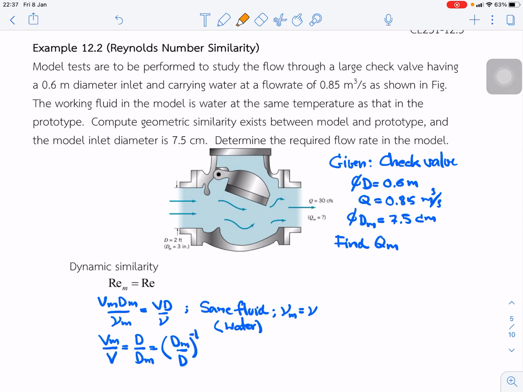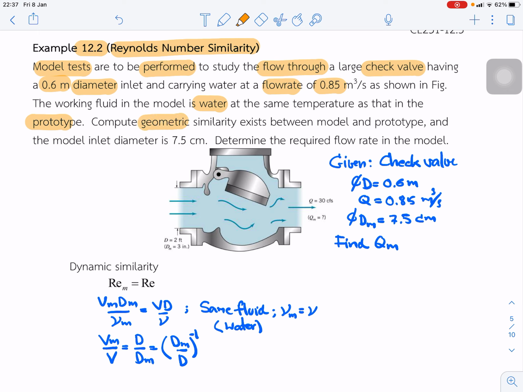The second example: a Reynolds number similarity model test is to be performed to study the flow through a large check valve having a 0.6 m diameter inlet and carrying water at a flow rate of 0.85 cubic meters per second. The working fluid in the model is water at the same temperature as that in the prototype. So we use the same fluid: the model and prototype both use water.